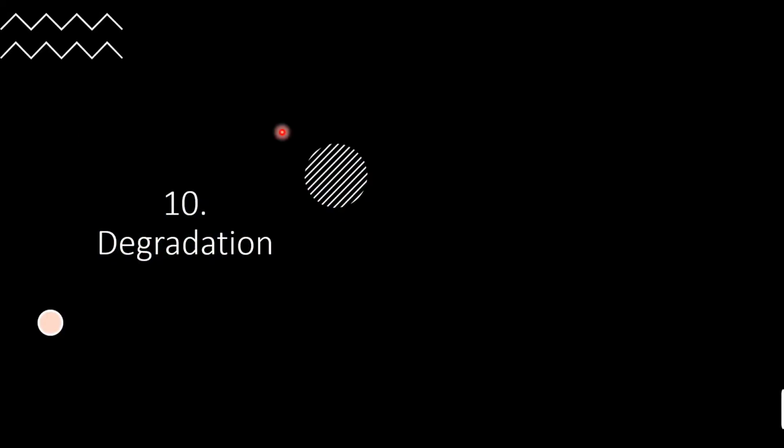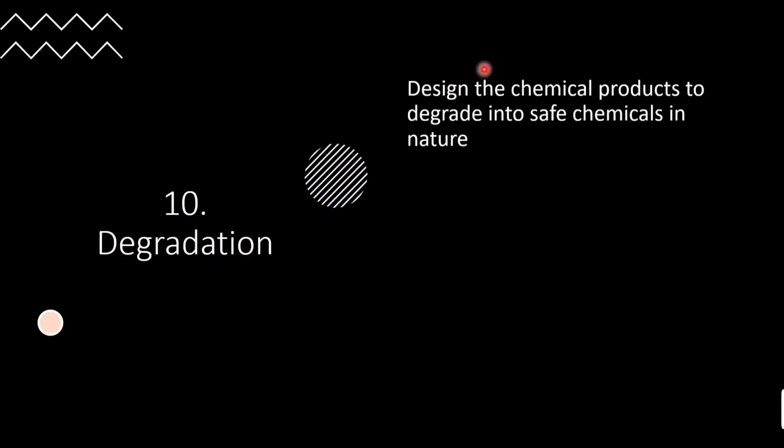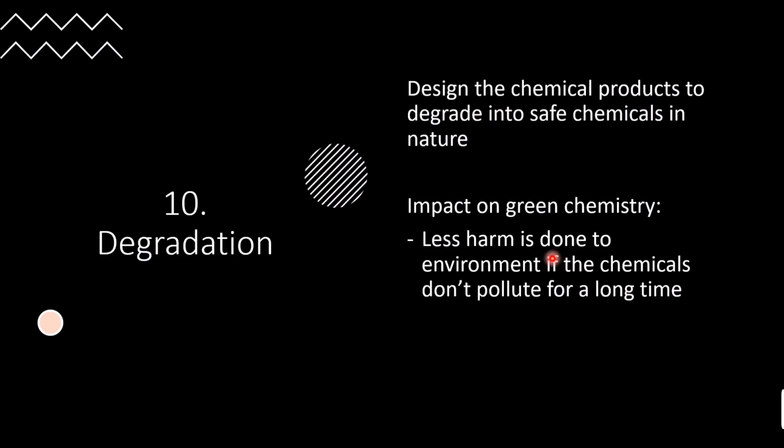Number 10, so we design the chemical products to degrade into safe chemicals in nature. So we design our chemical products so that they degrade in nature. So what is the impact of producing chemicals that degrade? So this means that less harm is done to the environment because the chemicals don't pollute for a long time.